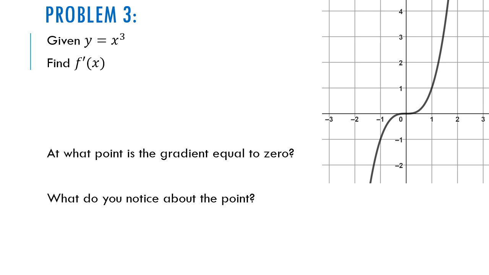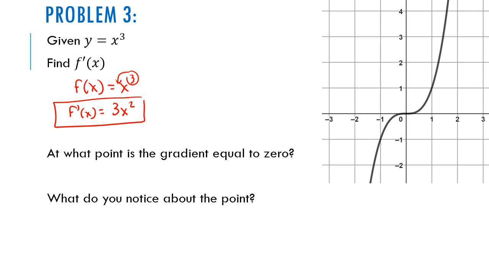All right, so for this one, it's asking us to find the derivative. If we've got f of x equals x to the third, take the 3, move it in front, so it is now 3x squared as our derivative.